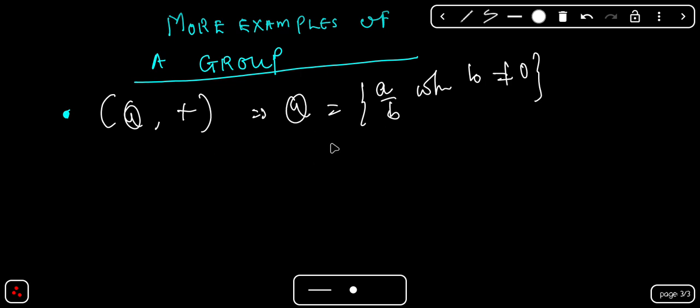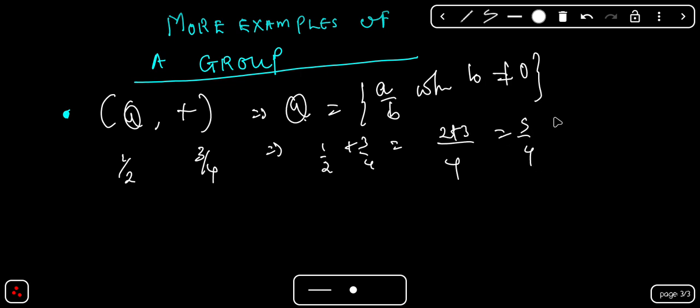Now, if you take any elements in the set of rational numbers, the closure property will hold. Let's say we take 1 over 2 and 3 over 4, and we add these two elements together. So we are going to have 1 over 2 plus 3 over 4. The LCM is 4, so we have 2 plus 3, which is equal to 5 over 4. And 5 over 4 is an element of the set of rational numbers. So that shows that the closure property holds.